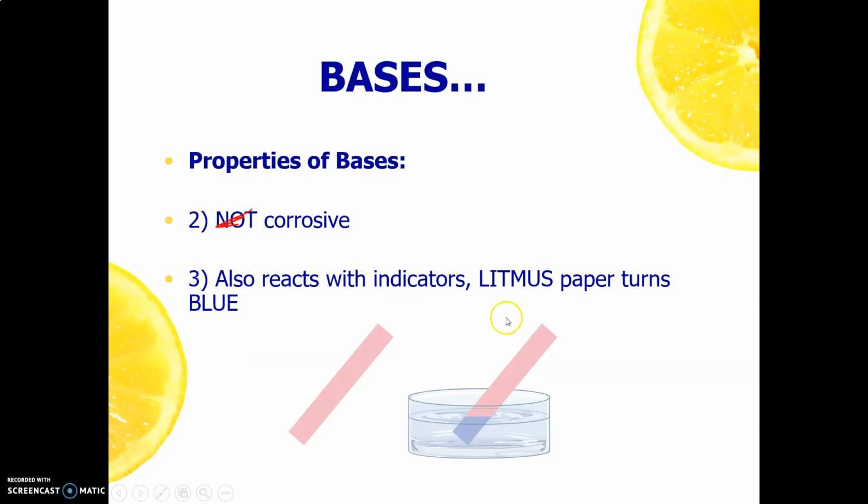Bases can also react with indicators. Remember? We said that an indicator is a chemical substance, and many indicators can be used. Here we're using litmus paper just to differentiate between acids and bases. Litmus paper is a two-colored paper: there is blue litmus and there is red litmus. In bases, if you add red litmus, it turns blue. If you're using the blue one, there is no change.